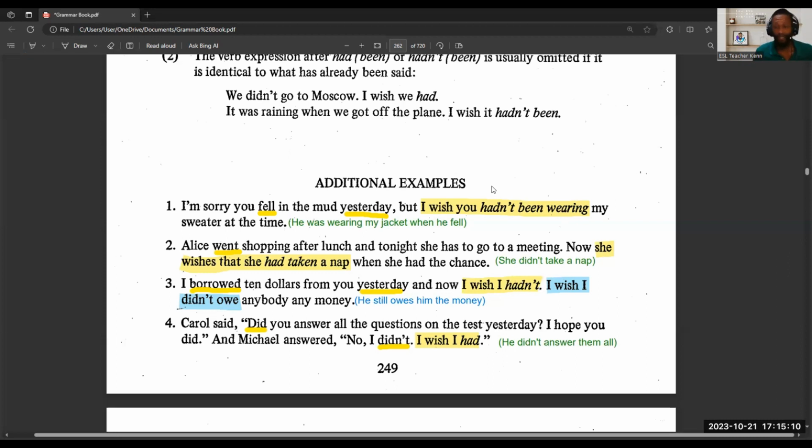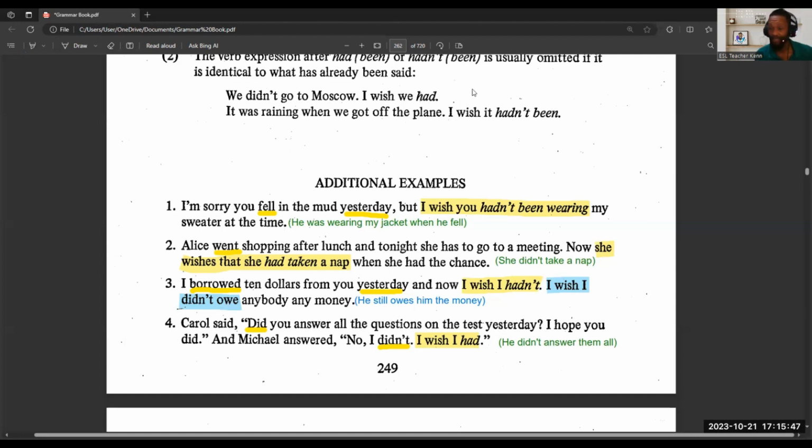And the last additional example is Carol said, did you answer all the questions on the test yesterday? I hope you did. And Michael answered, no, I didn't. I wish I had. So again, Carol said, did you answer all the questions on the test yesterday? I hope you did. And Michael answered, no, I didn't. I wish I had. Again, that is because he didn't answer them all.